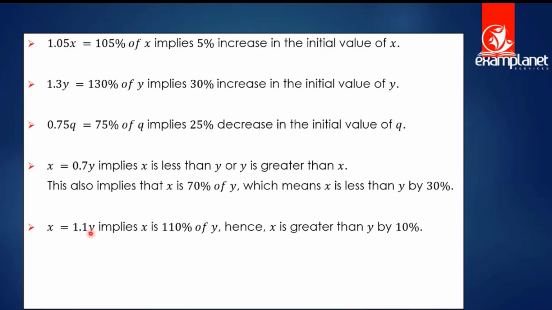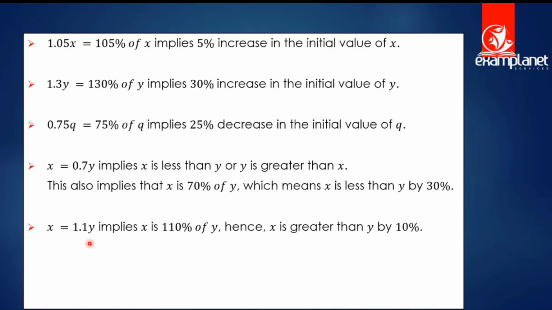Another one is x is equal to 1.1y. And what does this imply? This means x is 110% of y. Yeah, 1.1 is 110%. So it means x is 110% of y.